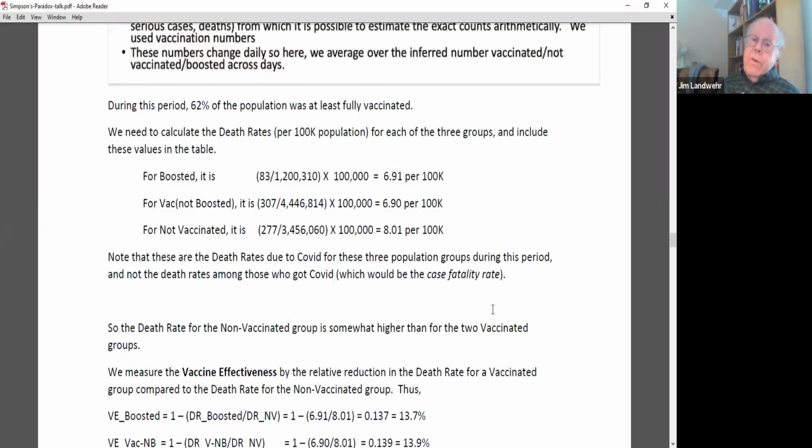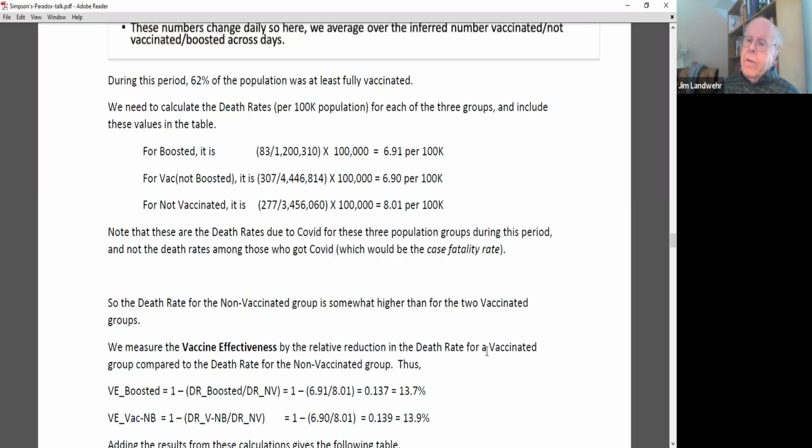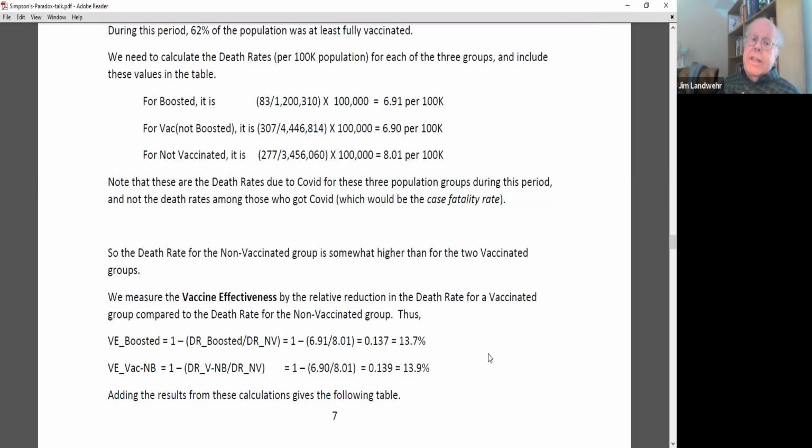So now what we want to have as a measure here that's relevant for this problem is a measure of vaccine effectiveness. And the way to do that is to look at the death rate for a vaccinated group compared to the death rate for the non-vaccinated group. So how much the effectiveness of the vaccine has to do with how much the death rate is reduced. And again, note here the data, the outcome is death rate.